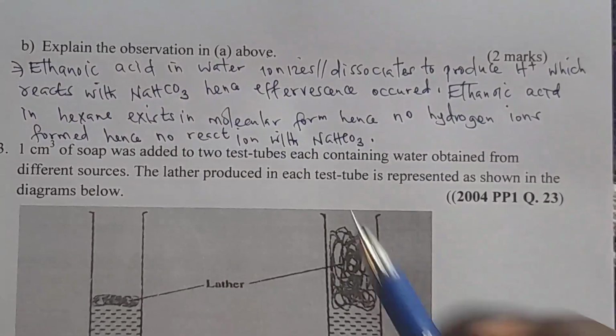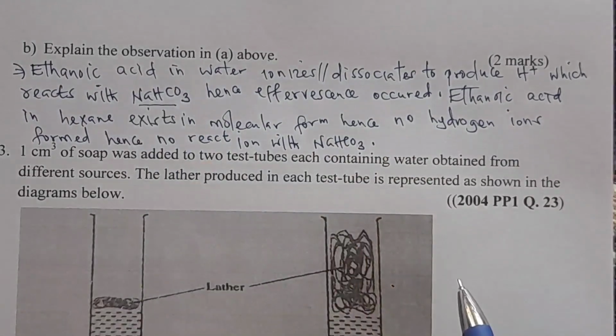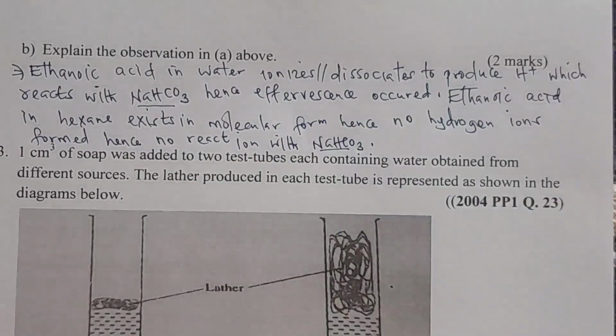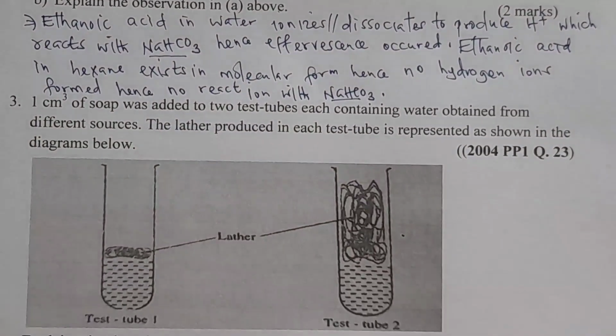So learners, during the exam, make sure you write sodium hydrogen carbonate in full words. Don't write the chemical symbol. So we go to example 3.